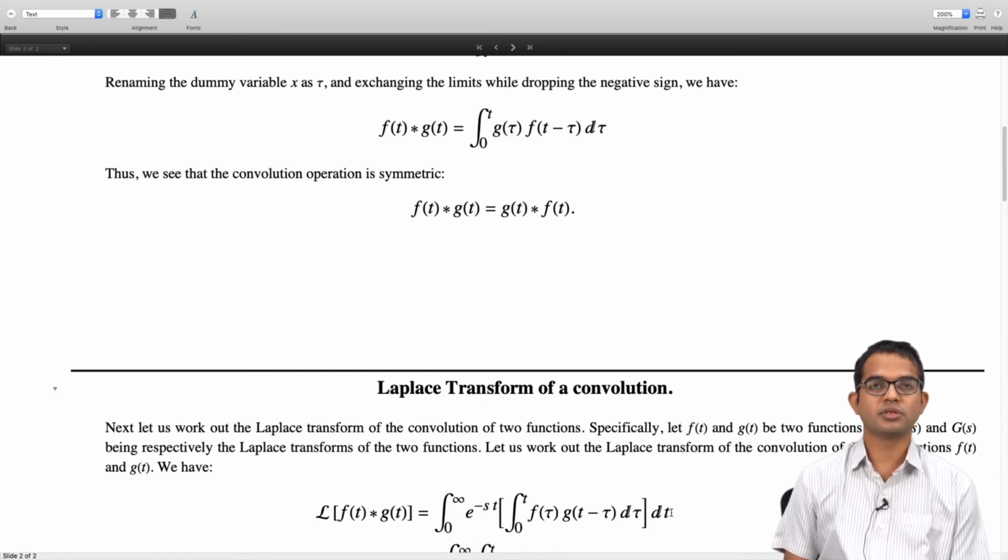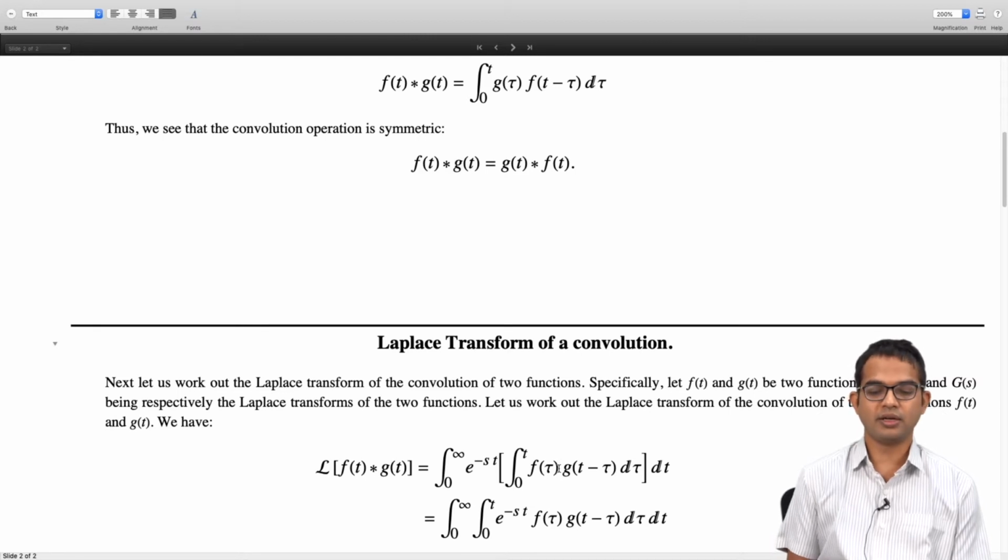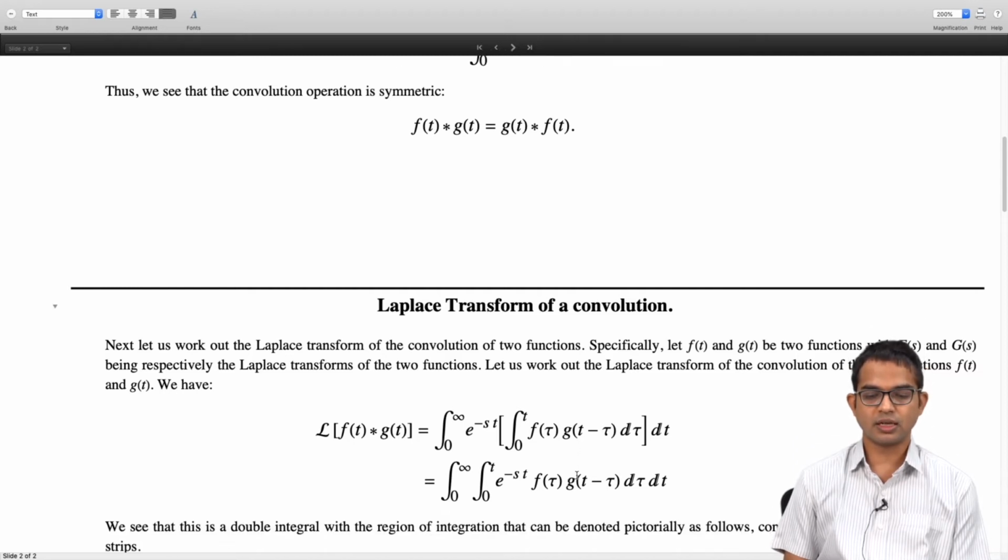There is a dt which comes in at the end. So if I do this integral, I get a double integral now. So I have 0 to infinity, and integral 0 to t, e to the minus st, f of tau g of t minus tau, d tau dt, right? So this is a double integral.